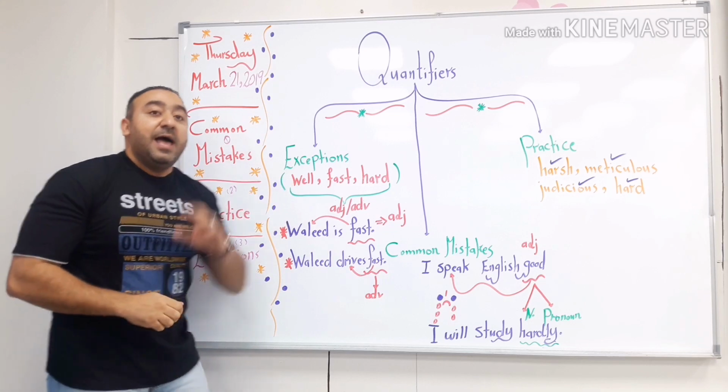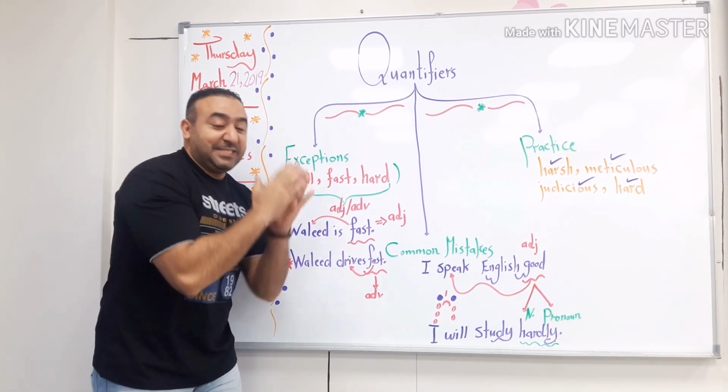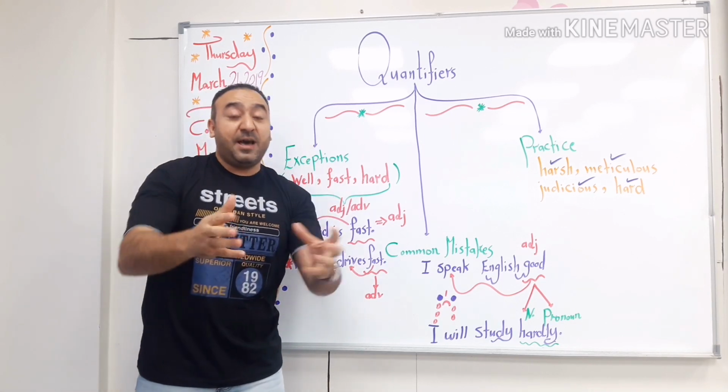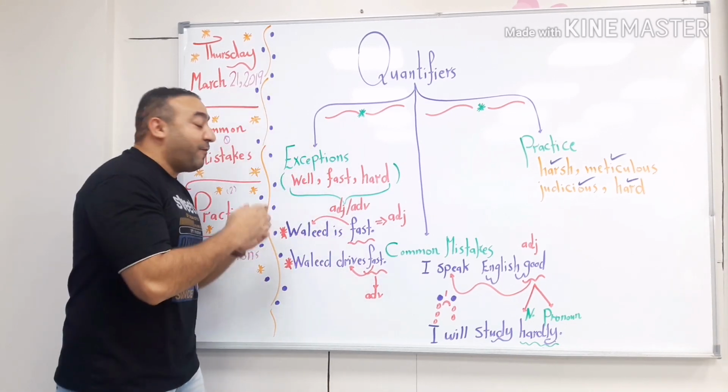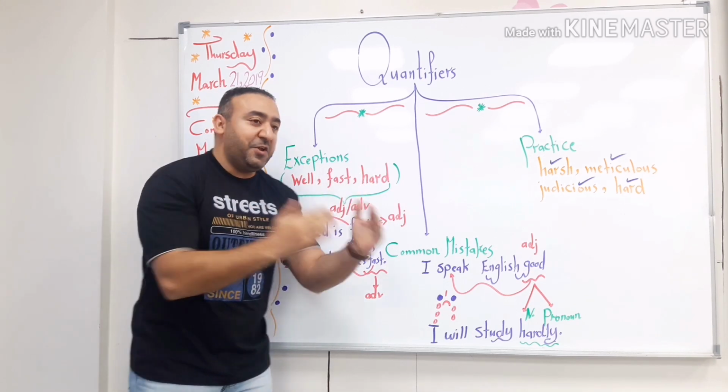Here we have well. How do you study? Well. How are you? I am well. So in the second sentence, we have an adjective because it describes me. And the first one describes the verb study. How do you study? I study well.